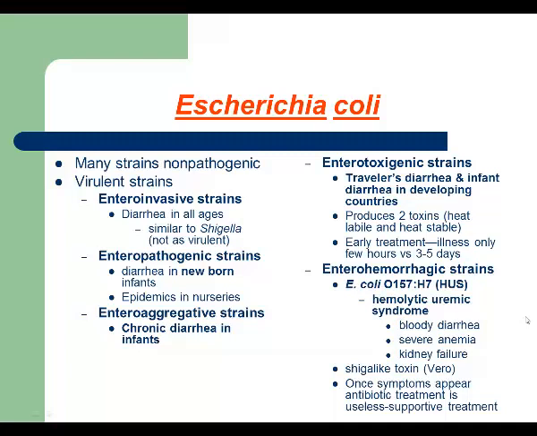The main symptoms of hemolytic uremic syndrome are bloody diarrhea, severe anemia, and kidney failure. The causative agent of this problem will be a toxin that is produced by enterohemorrhagic strains of E. coli. And you have to remember, if patients develop symptoms of hemolytic uremic syndrome, there is no specific treatment for this complication. The source of this infection is usually undercooked hamburgers.